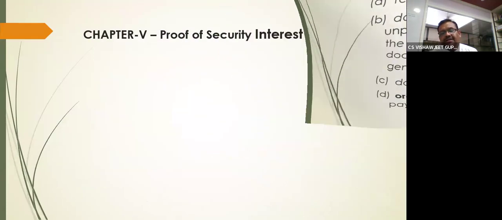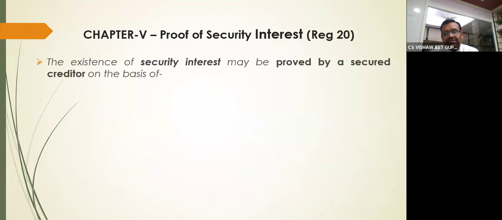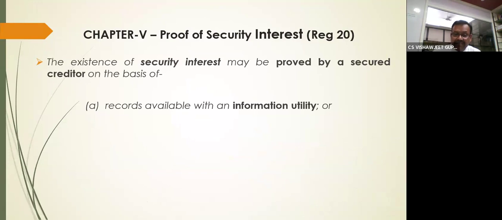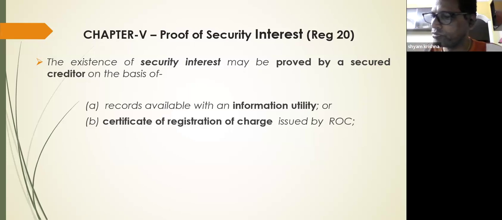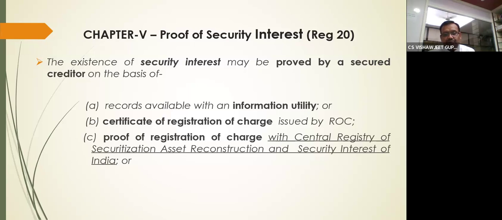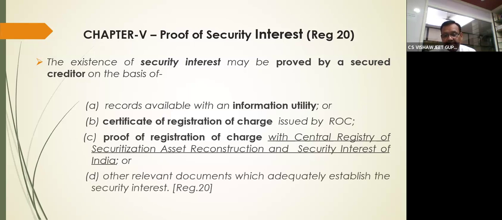Now, proof of security interest under Regulation 20 says that the existence of security interest may be proved by a secured creditor on the basis of, number one, records available with the information utility, and a certificate of registration of charge issued by the Registrar of Companies. So if the CP or the LLP or any other person is there, then they can also provide a certificate of registration of charge. Then the proof of registration of charge with the Central Registry of Securitisation Asset Reconstruction and Security Interest of India. So with this institution, the charge can be registered. And any other relevant documents which adequately establish the security interest. So if any secured creditor has any other relevant documents, they can also submit those documents with the liquidator.